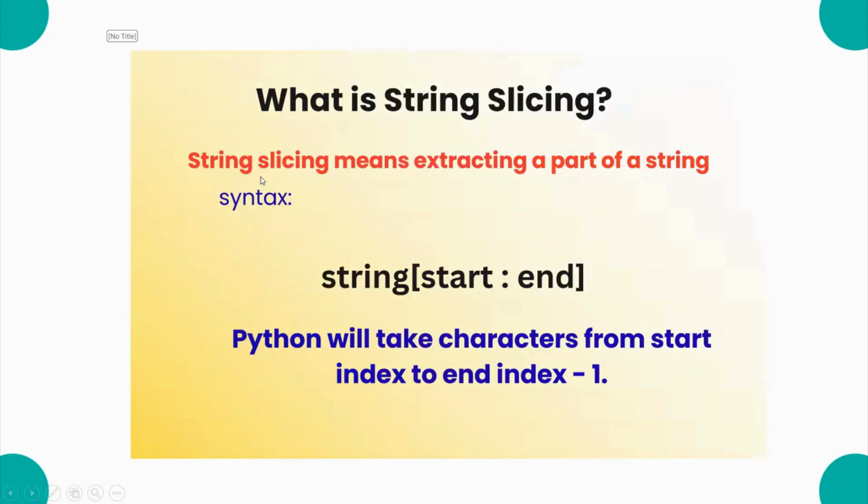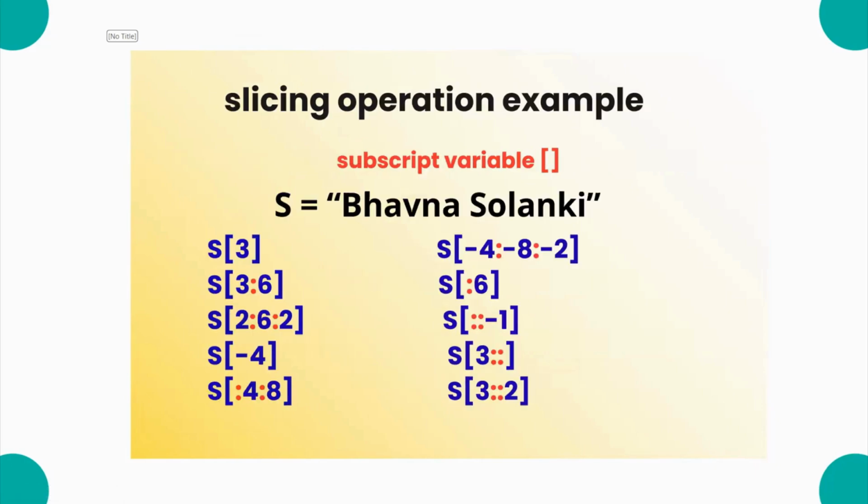What is string slicing? String slicing means extracting a part of a string. Start, colon, end. Python will take characters from the start index to end minus 1. Python will not include the end number; it will do minus 1. That is why the end index is minus 1. But when we see it practically, at that time I will explain this once again.